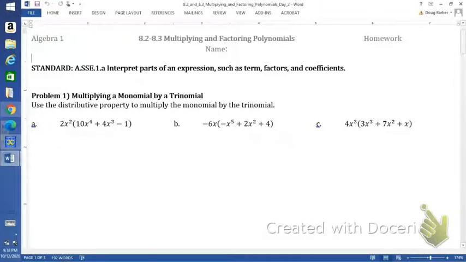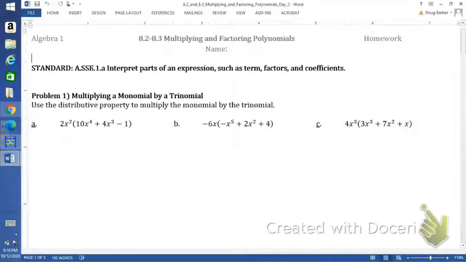Okay, 8.2, 8.3, day 2, same thing as yesterday. We're going to be multiplying and factoring polynomials. So let's just get right into it. In problem 1, we're multiplying a monomial by a trinomial.